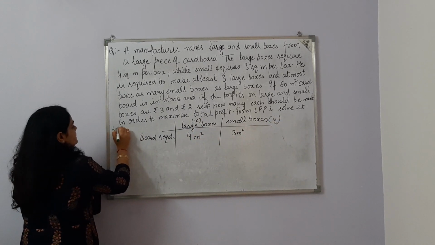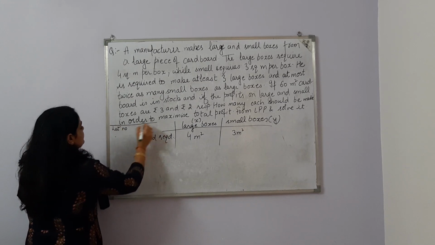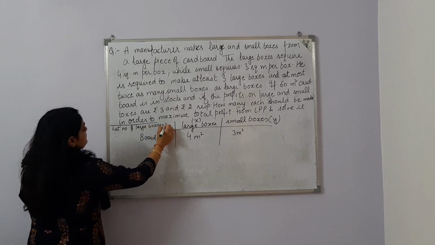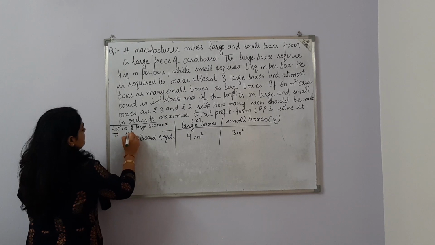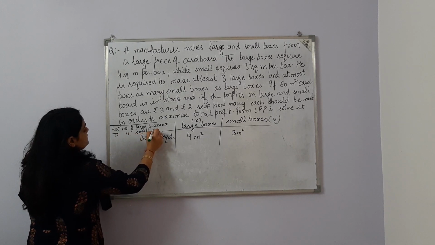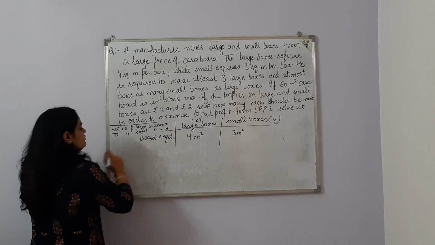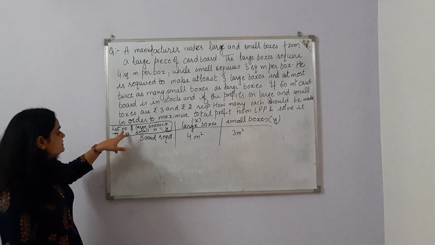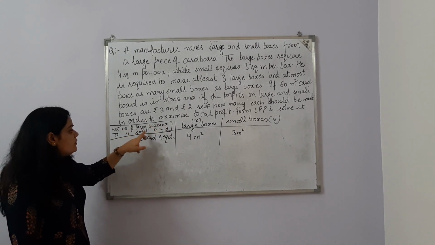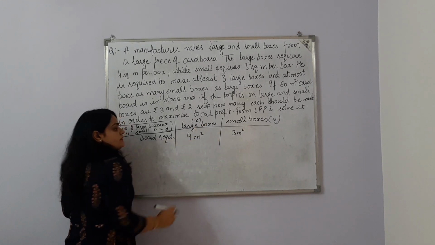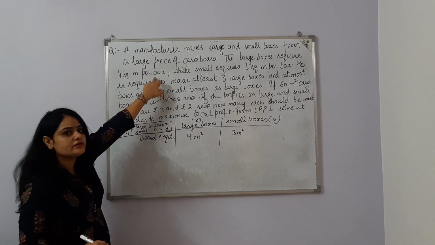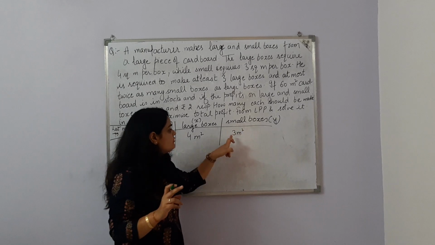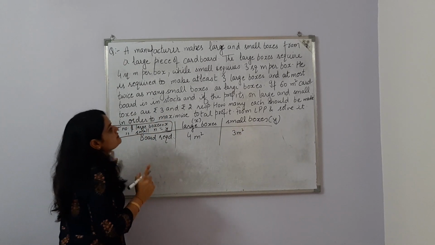We have to write, let the number of large boxes equal X and the number of small boxes equal Y. Now this is the quantity. The large boxes count as X and small boxes count as Y. So 4 meter square per box means 4 meter square of cardboard is required for one box. And if there are total X large boxes and Y small boxes, one small box requires 3 meter square area.